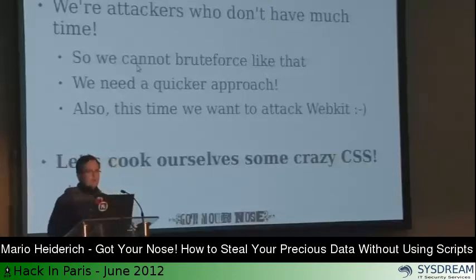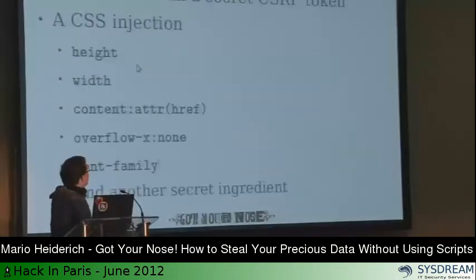We need something quicker. And I came up with an attack that is working on WebKit. I decided to cook some crazy CSS and to find out whether it works, and it actually worked. So let's have a look. We need some ingredients here to extract sensitive data such as CSRF tokens only using CSS. The first ingredient is height. Harmless, right? It's just the height. Then we have width, also harmless. Then we have, again, our good old friend, content attr href.